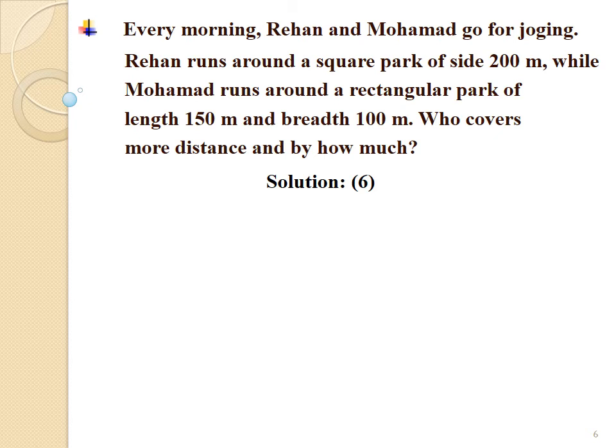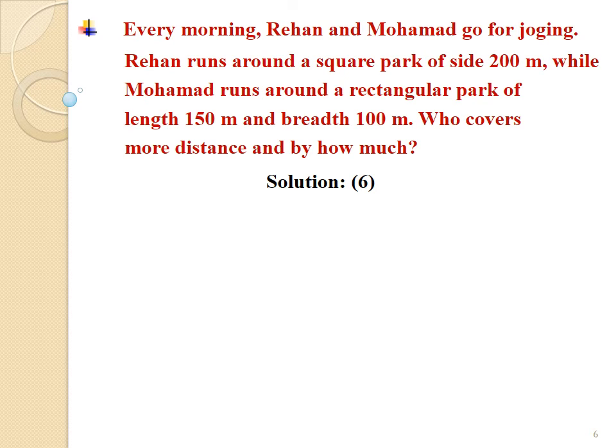Now question number 6. Every morning Rehan and Mohammed go for jogging. Rehan runs around a square park of side 200 meters while Mohammed runs around a rectangular park of length 150 meters and breadth 100 meters. Who covers more distance and by how much?